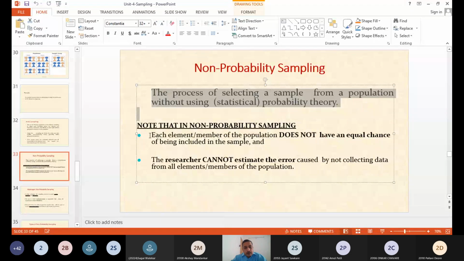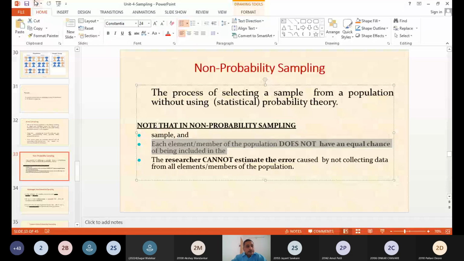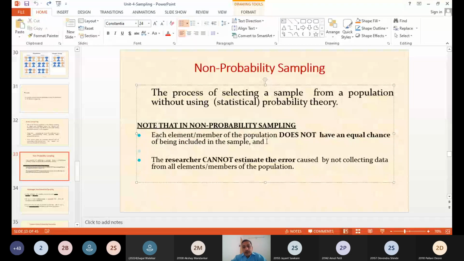So here, as we have discussed, each element or member of the population does not have an equal chance of being selected in the sample. So every member of the population will not have an equal chance of being included in the sample. As it was in probability sampling, that every respondent will have an equal chance of getting selected, here in non-probability sampling, you will see that that characteristic is absent.